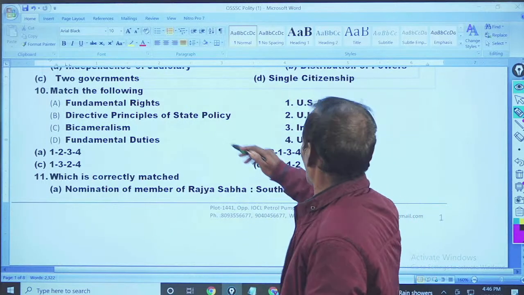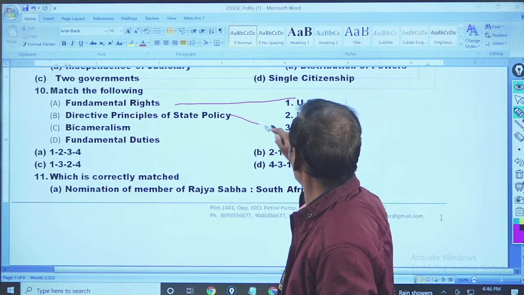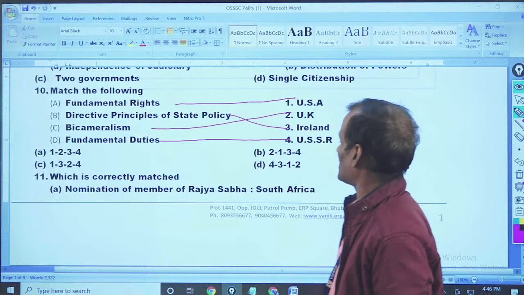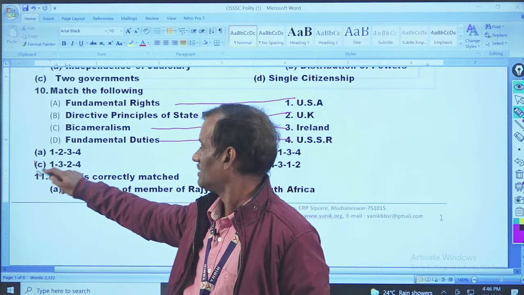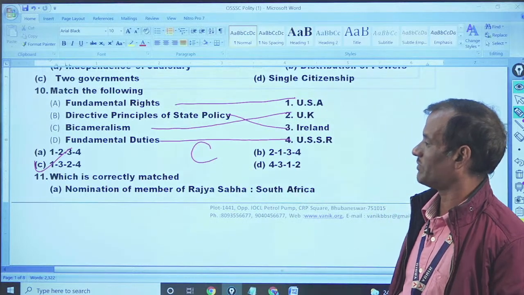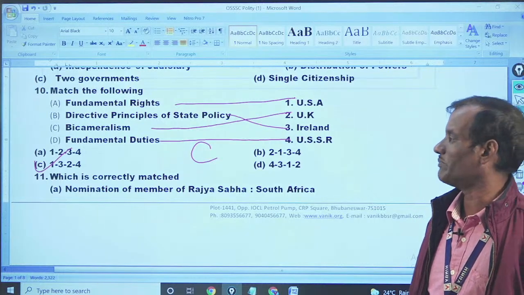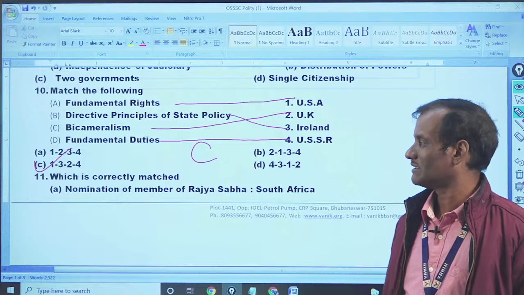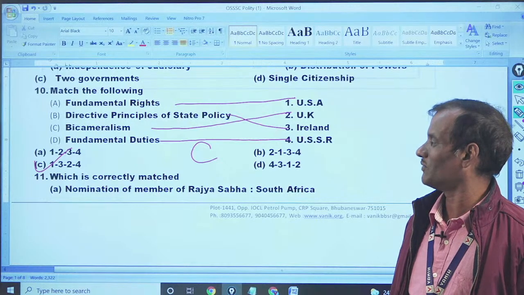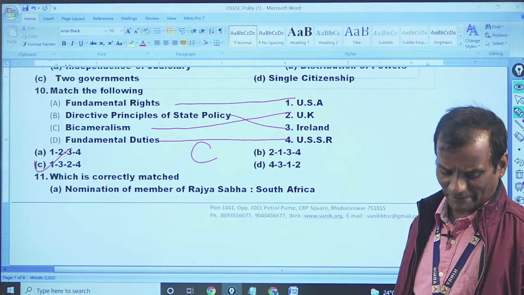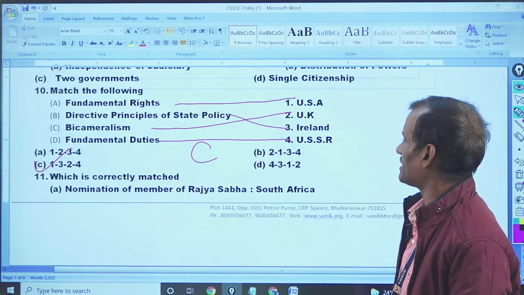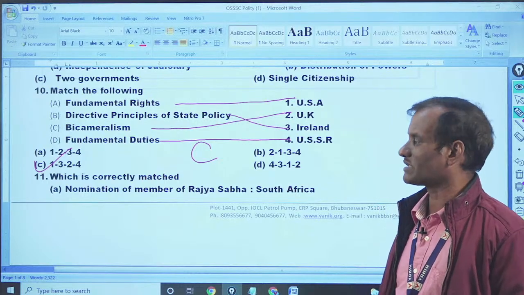Yes, something was wrong. Fundamental right USA, DPSP Ireland, bicameralism UK, fundamental duties USA. Okay, the answer was wrong. 1, 3, 2, 4. Sorry. Yes, you are right. 1, 3, 2, 4. Please check the answer C, 10 number C. We made a mistake. Mistakes are a human problem, they may occur. So thank you for rectifying, Pavitra. So 1, 3, 2, 4 is the answer. We made 1, 2, 3, 4 as the answer. No, answer is C.